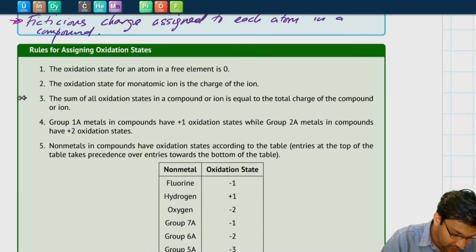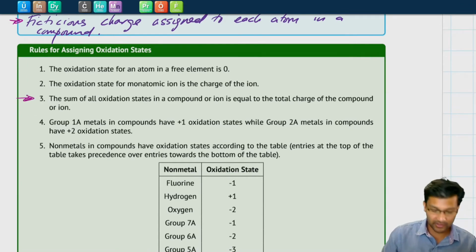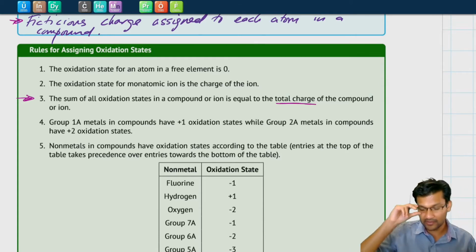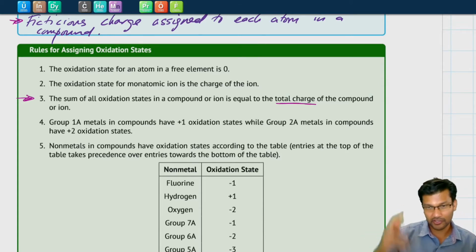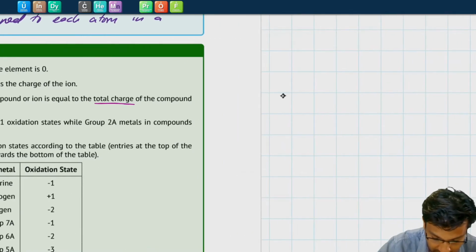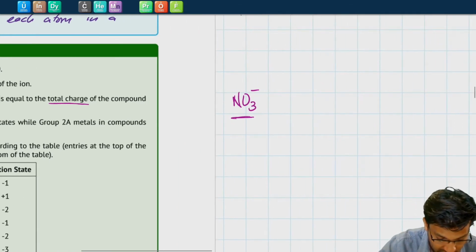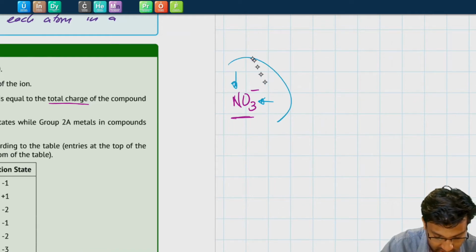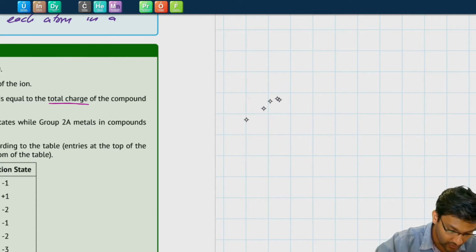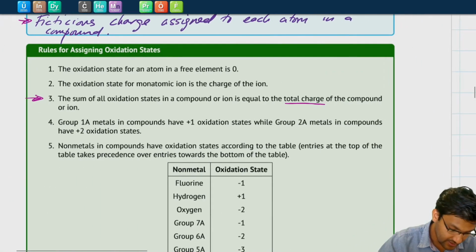The third rule says that if you add up all of the oxidation states for all of the atoms, you should get the total charge. This sort of makes sense. If you have a bunch of things, their fictitious charges should add up to the real total charge that they have. So if you look at a compound like NO3-, the nitrate ion, and you give fictitious charges to the nitrogen and all of the oxygen, the fictitious charges should add up to -1. We'll look at an example of that in a few seconds.